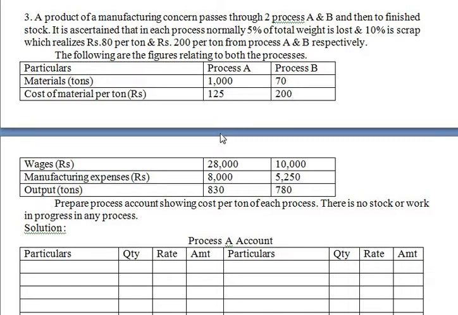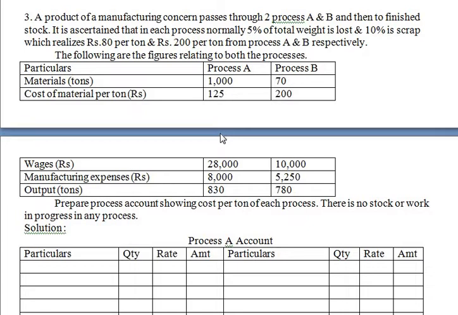A product of a manufacturing concern passes through two processes A and B, and then to finished stock. It is ascertained that in each process normally 5% of total weight is lost and 10% is scrap, which realizes rupees 80 per ton and rupees 200 per ton from process A and B respectively.